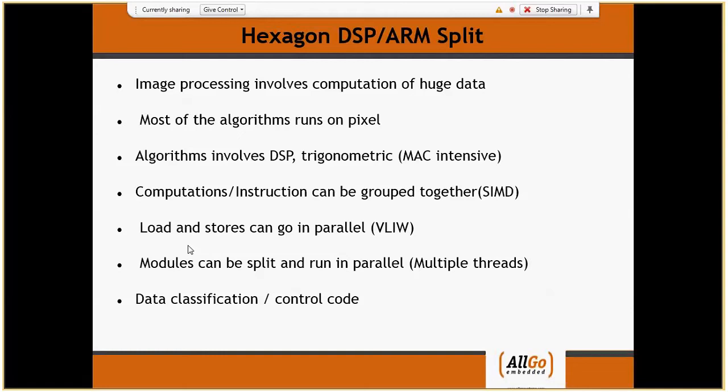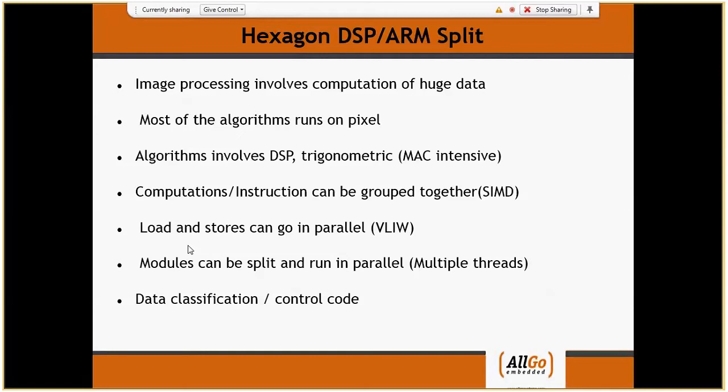And since we work on pixels, each instruction or computation can be grouped together, so we can parallelize some of this computation and try to run them in parallel. This basically helps in a type of architecture where you have SIMD architecture. And also loads and stores can go in parallel. Basically you are trying to load the data, and at the same time you can compute on the previous load. And also when you're doing the computation of the current one, you can do a store in parallel. So such things are basically helpful in a VLIW architecture.